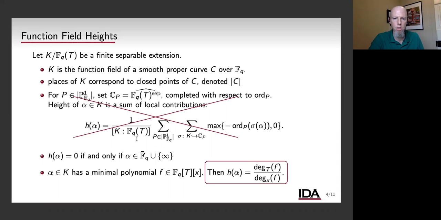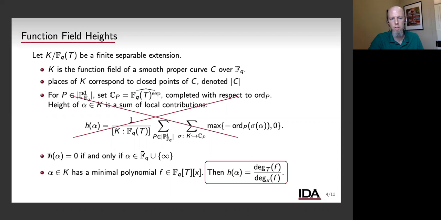Then it turns out that you can just kind of massage this formula and learn that the height of alpha is exactly the T degree of this polynomial over the X degree. So the X degree is exactly this quantity, this degree of the function field extension, provided that alpha generates the function field. And then the T degree is somehow measuring the polar divisor in here. Okay, so that's what's going on. So we'll use this definition for this talk.